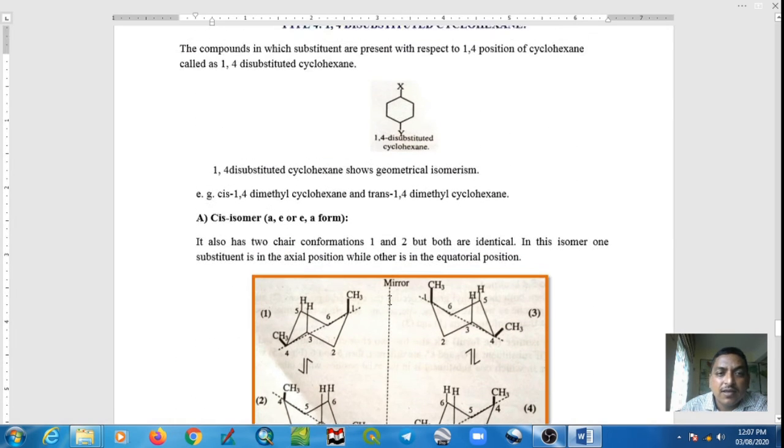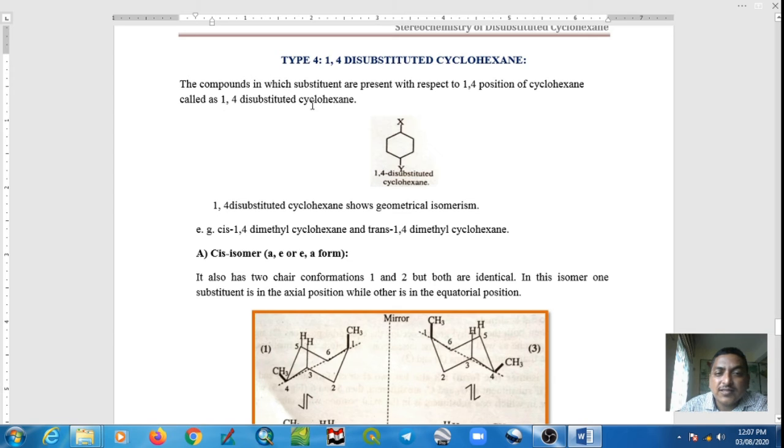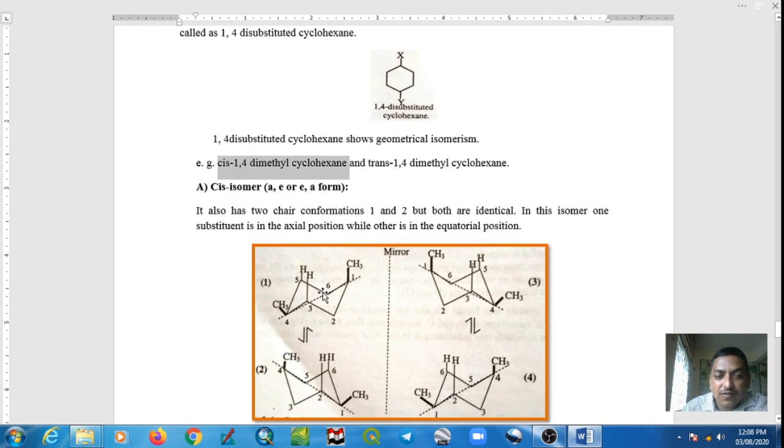Once again I repeat, in case of 1,4-disubstituted cyclohexane, 1,4-dimethyl cyclohexane, geometrical isomerism is possible. One is the cis isomer and the other is the trans isomer. Here we are talking about the stereochemistry of cis-1,4-dimethyl cyclohexane. We saw that in cis-1,4-dimethyl cyclohexane, one methyl is axial and the other is equatorial. On ring flipping, axial-equatorial gives equatorial-axial. All these 4 conformers have the same stability.